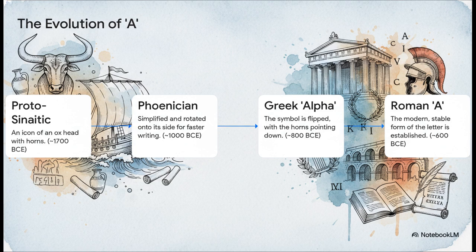Then, maybe 700 years later, the Phoenicians, who were these super practical sailors and traders, they simplified it to make writing faster, and they tipped it on its side. Then the Greeks borrowed it, called it alpha, and they flipped it over. And suddenly, wow, those horns are pointing down, and it's starting to look really familiar. And finally, the Romans came along and perfected it into that clean, stable A that we use every day.